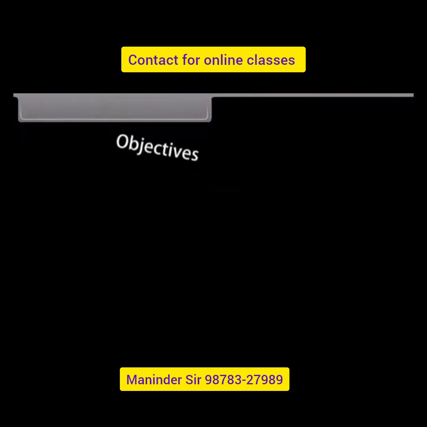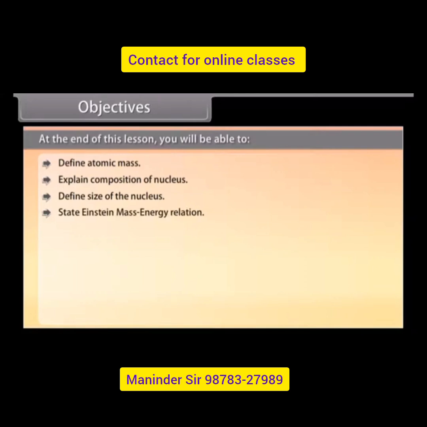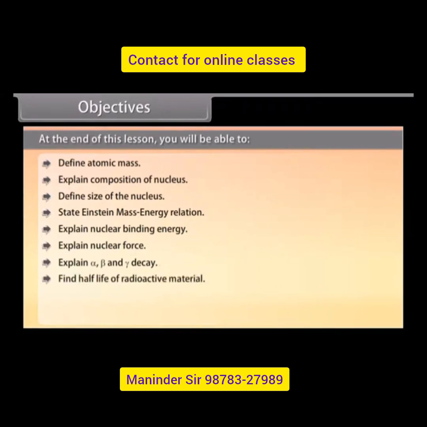Objectives. At the end of this lesson, you will be able to define atomic mass, explain composition of nucleus, define size of the nucleus, state Einstein mass-energy relation, explain nuclear binding energy, explain nuclear force, explain alpha, beta, and gamma decay, find half-life of radioactive material, explain fission and fusion, and explain the nuclear reactor.